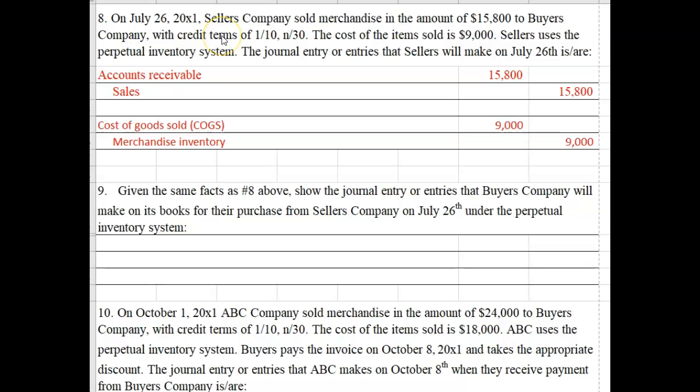Given the same facts as number 8 above, show the journal entry or entries that Buyer Company will make on its books for their purchase from Sellers Company on January 26th under the perpetual inventory system.